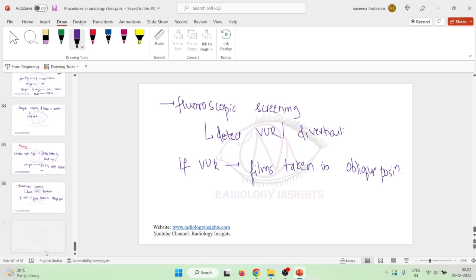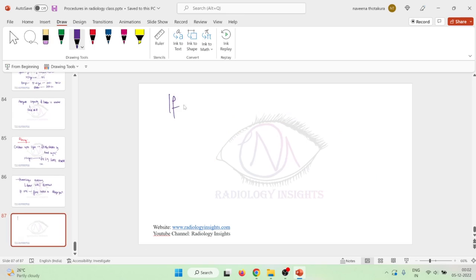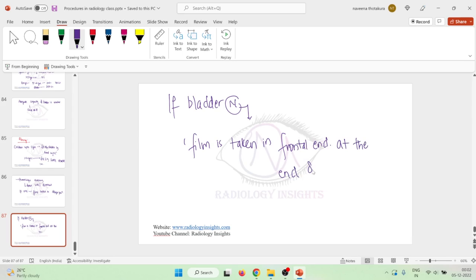Then, if the bladder appears normal, one film is taken in the frontal position at the end of filling.